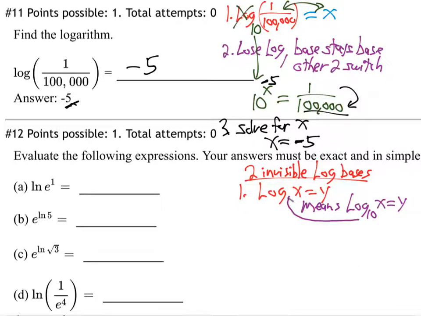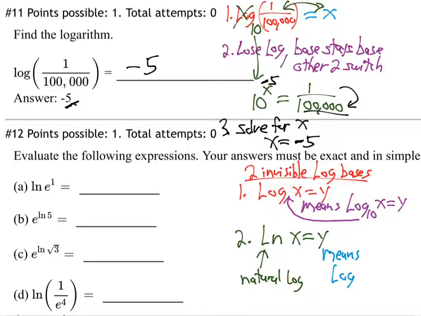It's an invisible 10. Okay, well there's another invisible one, and that is if they write ln of x equals. Now ln stands for natural log. It's just kind of backwards. It's because it's French, really. It comes from some French word, logarithmic natural. So it's natural log backwards. And most importantly, it means log base e of x equals y.